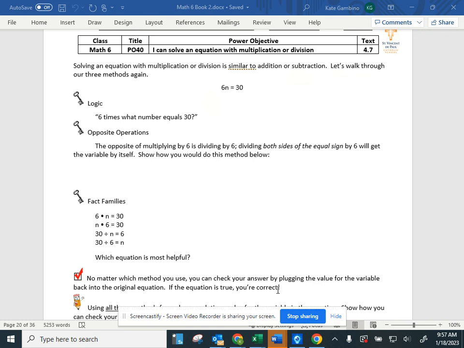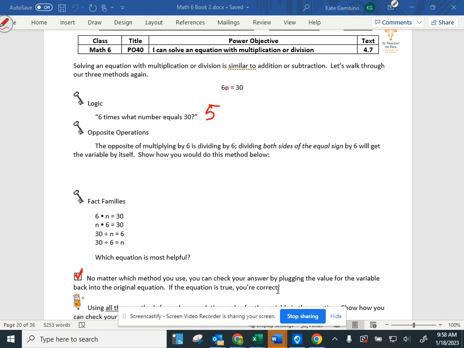So we have our same 3 types of ways to solve these equations. The first one is logic. 6n, 6 times what number equals 30? What would that be, Isabel? 5. We know 6 times 5 equals 30. Are they all going to always be this easy? No. It does get more complicated, but we start with the easy ones that we can just logically use our mental math to decide. Then we have opposite operations.